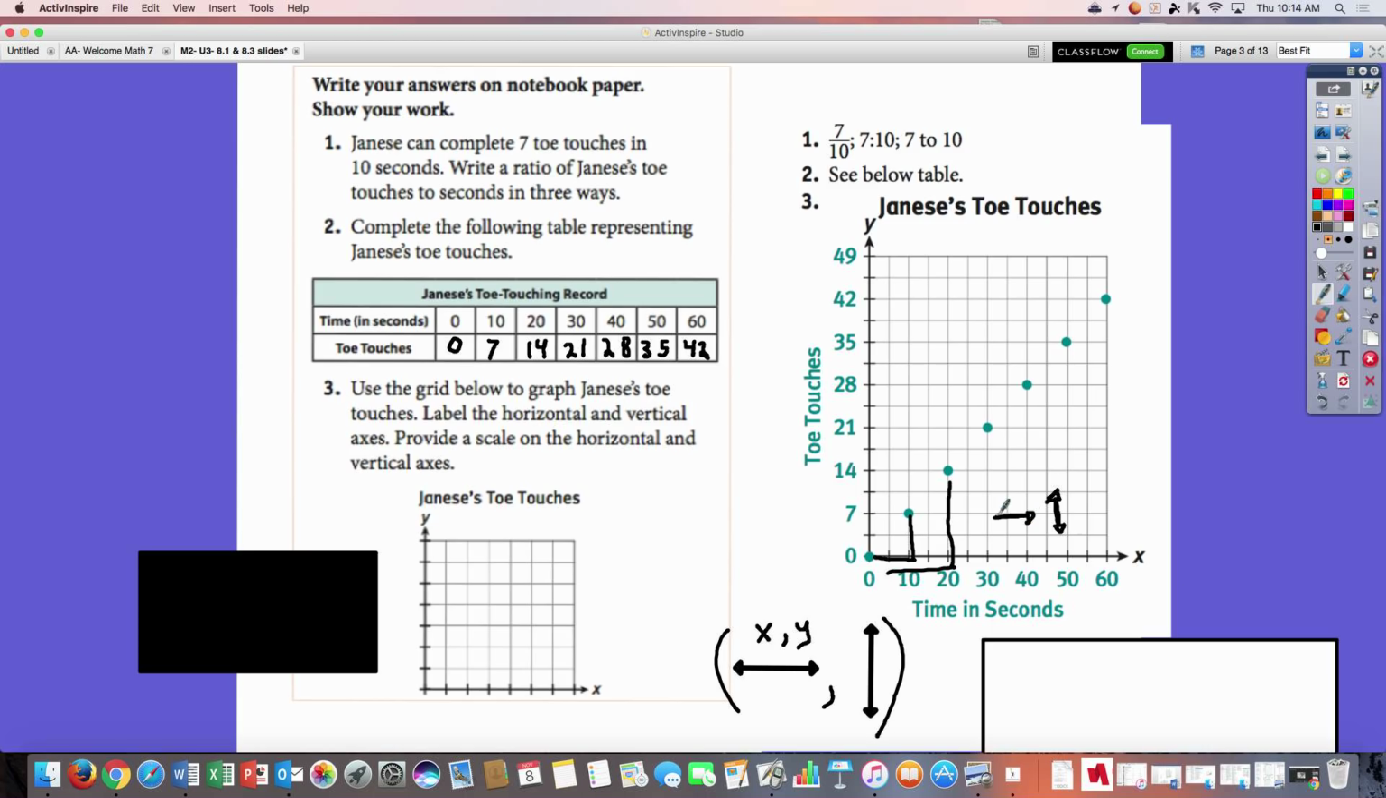Remember plotting points, making pictures. That's a graphic point, right? X, Y. You do X first. You go this way first. Then with Y, you go this way. So all we do is plot your points. If you have a nice little even graph there, you did it perfectly.